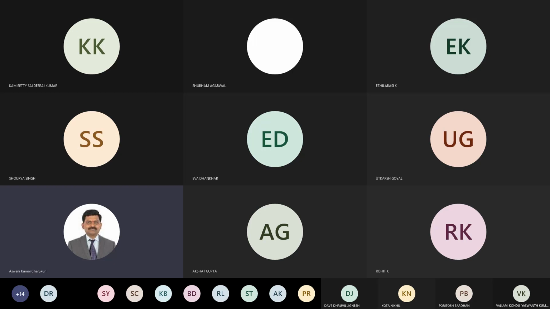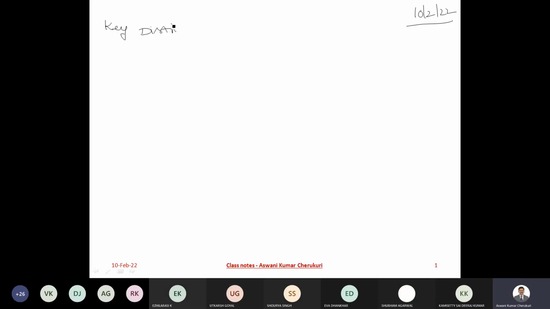Key distribution and management, right? So we started discussing this interesting topic, key distribution and management. We understand the importance of key distribution and management both for symmetric and asymmetric cases. We have discussed the importance in both cases.